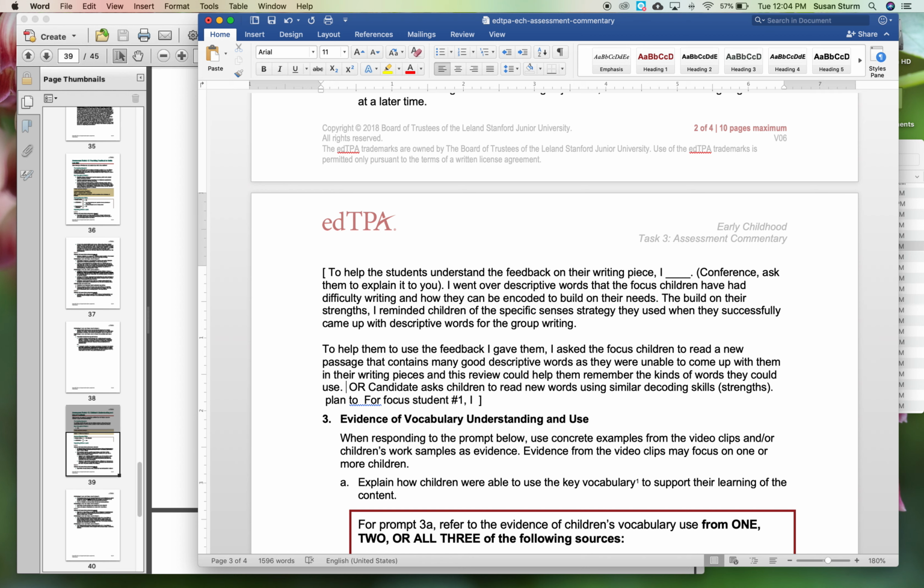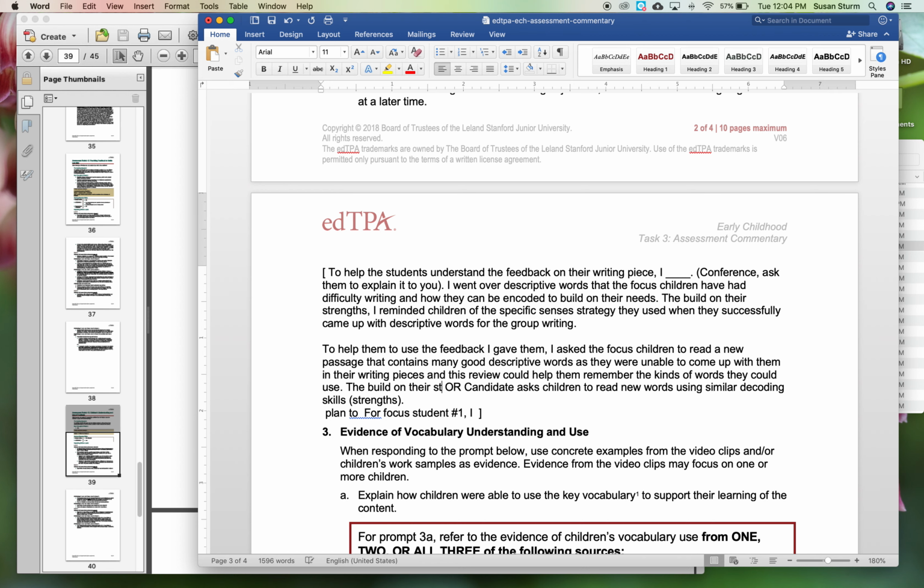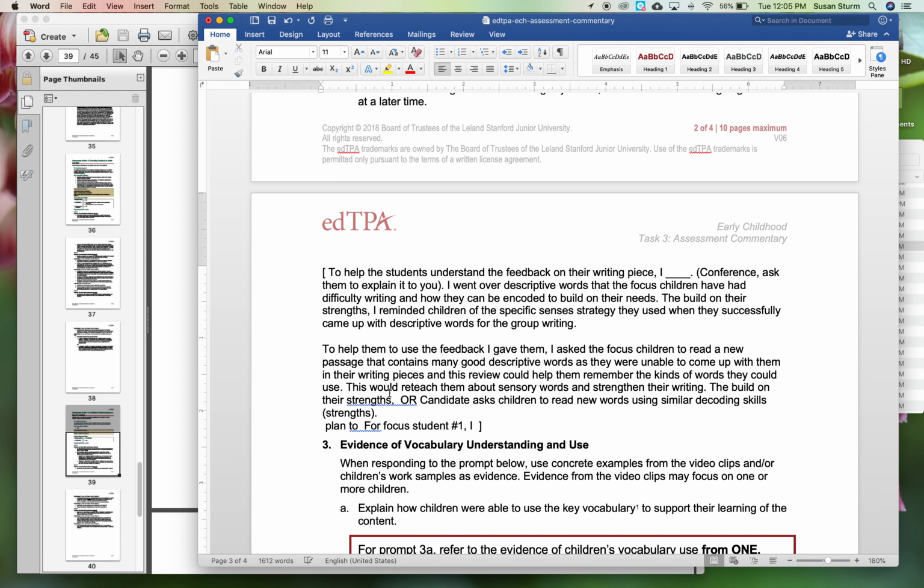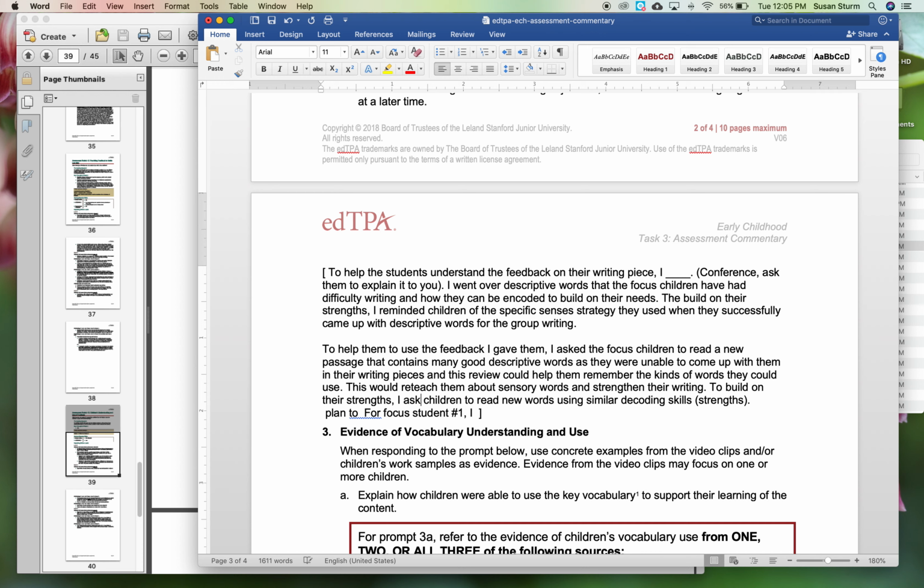And then to build on their strengths, I would add one more sentence here. This would reteach them about sensory words and strengthen their writing. And then to build on their strengths, I asked the children to read new words using similar decoding skills.